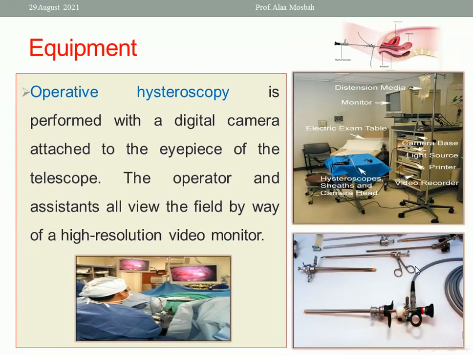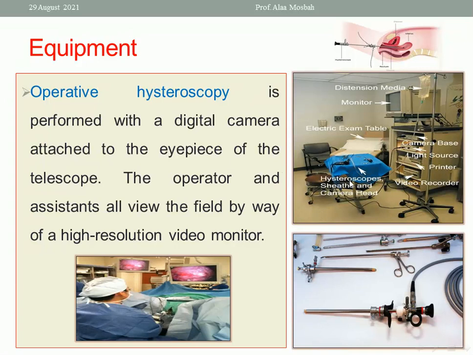Okay, as you see, operative hysteroscopy is performed with a digital camera attached to the eyepiece of the telescope. The operator and the assistant all view the field by way of a high resolution video monitor. As you see, this is a video monitor in front of the doctor.